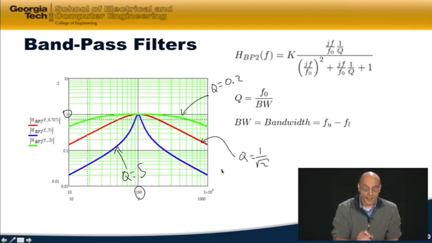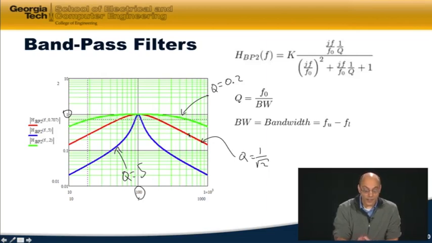You can see that as the quality factor increases for a fixed F0, the filter is becoming more selective. This high Q filter has a narrow bandwidth and quickly attenuates frequencies outside of that narrow passband. The low Q bandpass filter is a broadband filter where it passes frequencies within this wide range before they're attenuated in the stop bands on either side of F0.